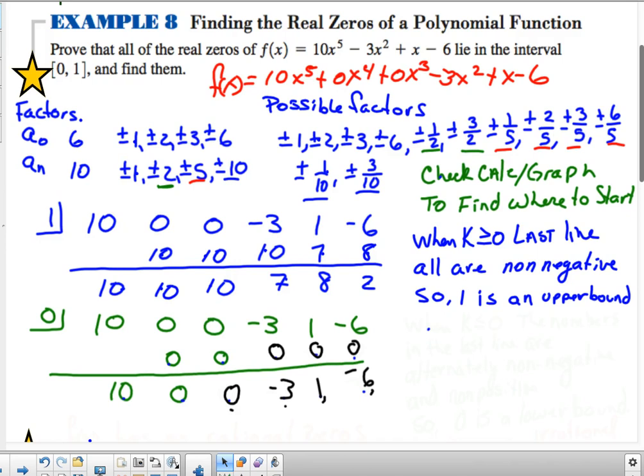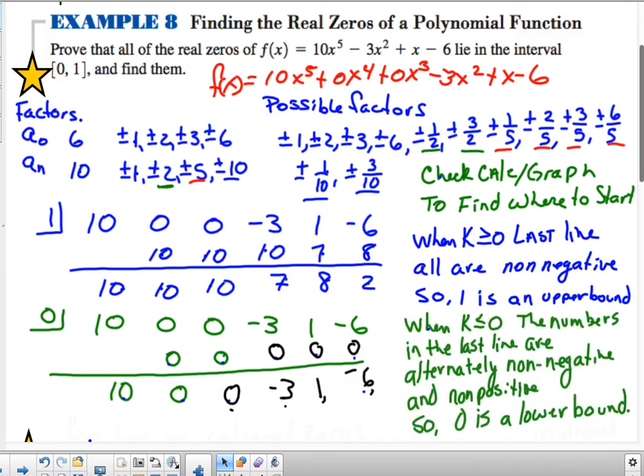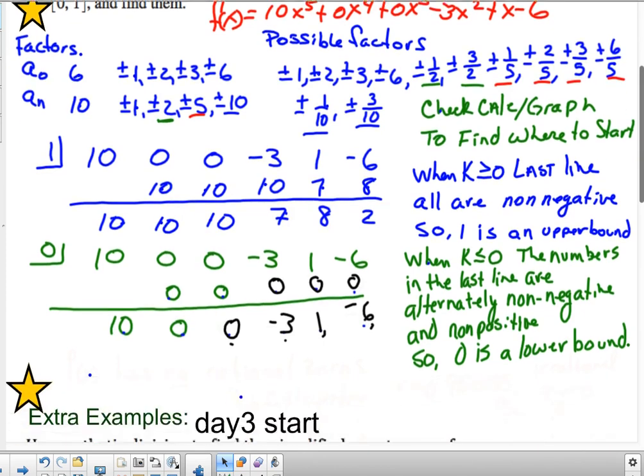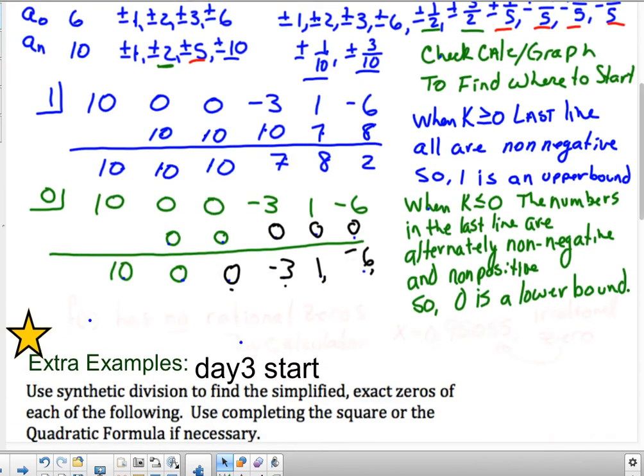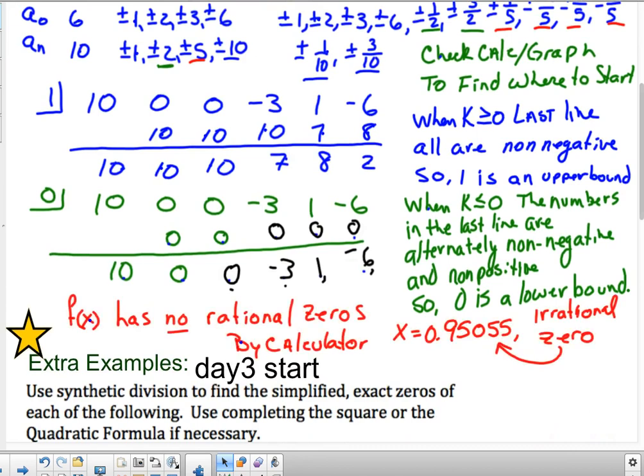But again, this 1 and 0 were upper and lower bounds, and that's how we know. And I've got that lower bound set up, as I talk about them. Now, when k is less than 0, the numbers in the last line are alternating non-negative and non-positive. So 0 is a lower bound. My last thing here, f of x has no rational zeros.